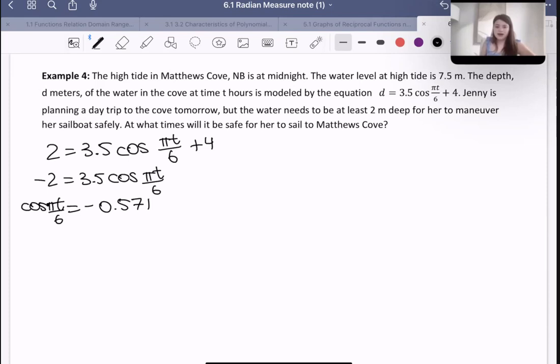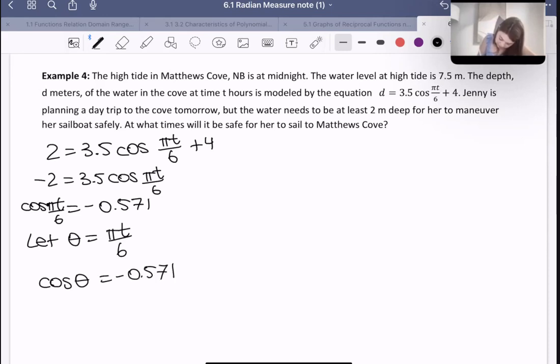And then here we have cos pi t over 6, which is good. Let's let theta equal pi t over 6. So we have cos theta is equal to negative 0.571. Then let's punch that in our calculator and find out that theta is equal to 0.962.